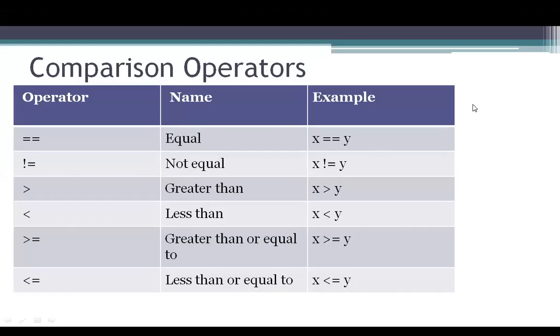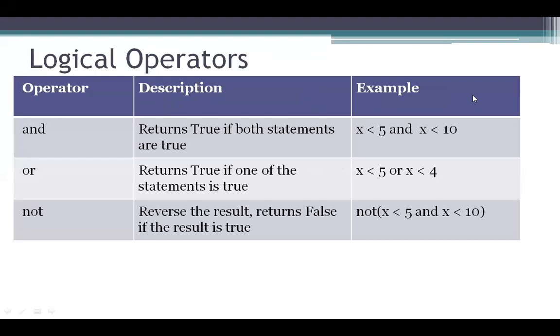The next operator is logical operators. So logical operators are and, or, not. So what happens here? If both the results are true, the result will be true. If X should be less than 5 and X should be less than 10, after comparing, if both the results are true, then the result is true, else it is false. If any one of the results is false, the final result will be false.